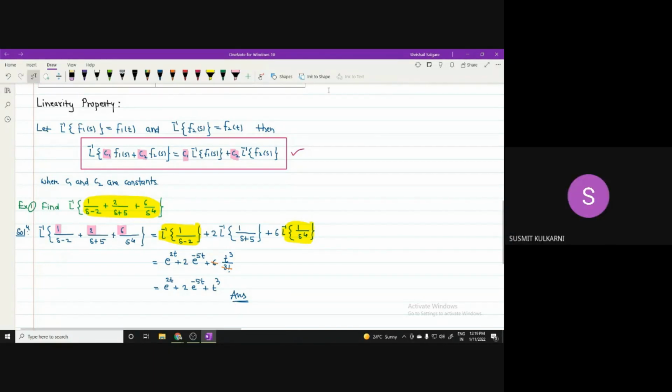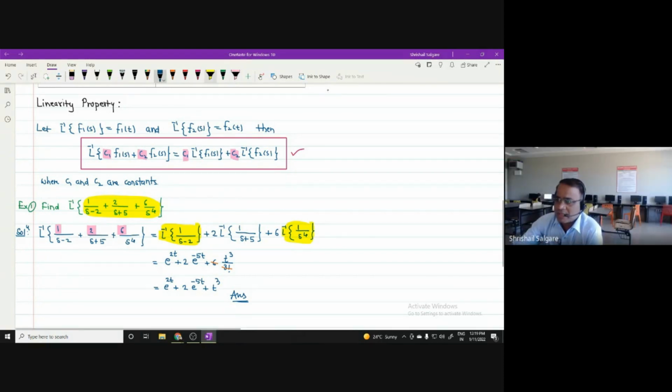Sir, how did 3 factorial and 6 get cancelled? That's why I'm asking. 3 factorial is nothing but 3 into 2 into 1. This is the definition of 3 factorial, and that 3 factorial comes as 6. So that's why 6 and 3 factorial get cancelled. I think it is clear, Susmit? Okay, fine.